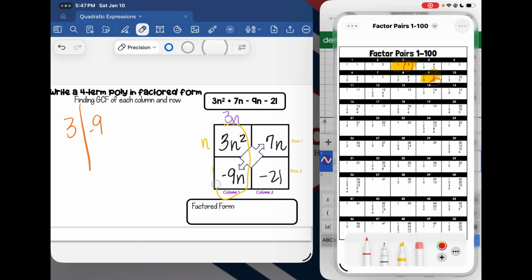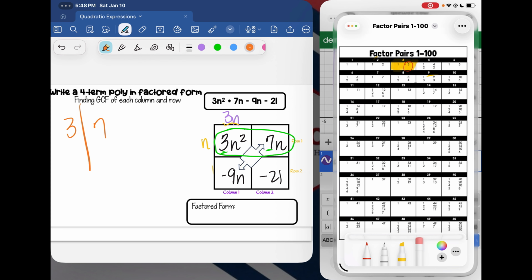Let's see if I can erase this without erasing everything. All right. Let's look at this row. I have 3n squared plus 7n. Well, we already took out the letter, so we're just looking at the coefficients of 3 and 7. So I'm trying to see what's the greatest number that 3 and 7 have in common. So I come to my factor pair list, and I find my factors for 3, and I find my factors for 7. And what's the biggest number they got in common? 1. So I can write a 1 on the outside of here, or I could just leave it as n. They both mean the same thing.